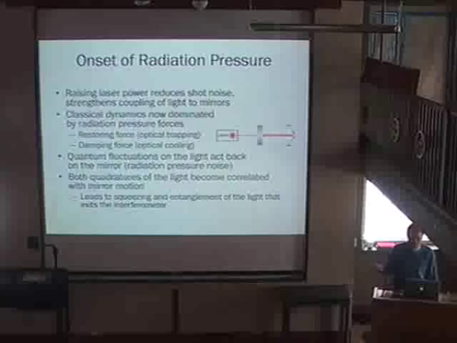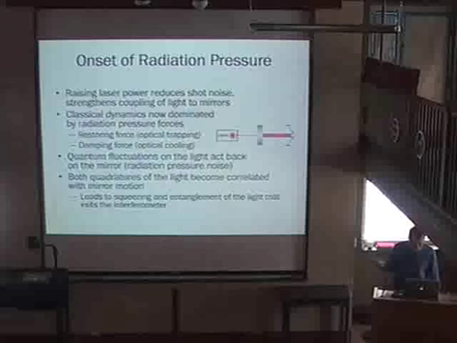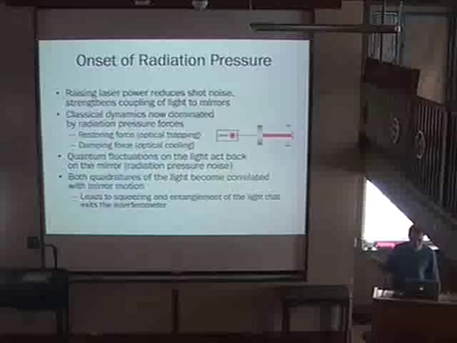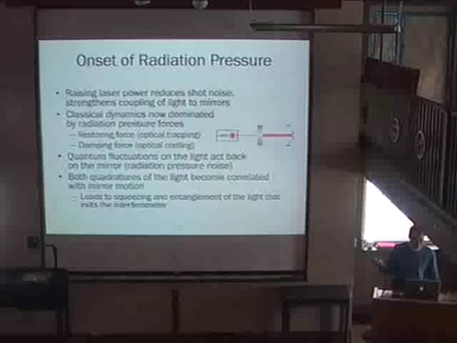And there's two components to that force. There's a restoring force, which we're going to use to do optical trapping of these mirrors, and a damping force, which we can use to do optical cooling. The quantum fluctuations of the light that we're sending in can act back on the mirror. That's making the radiation pressure noise. And as a consequence of this, both quadratures of light become correlated with the mirror's motion. One is driving it and the other is sensing it. And this can lead to squeezing and entanglement of the light that exits the interferometer.